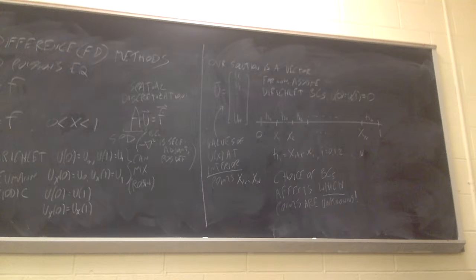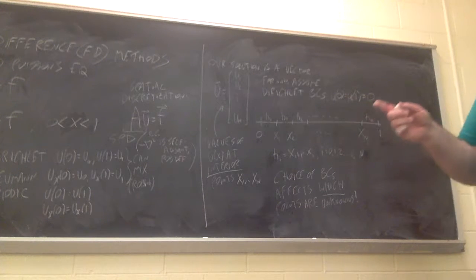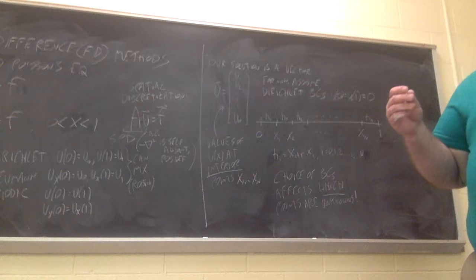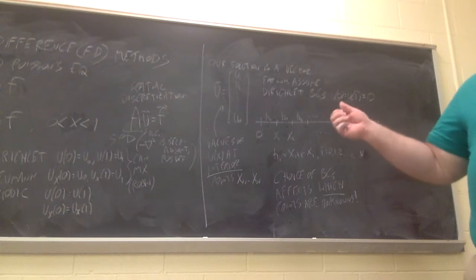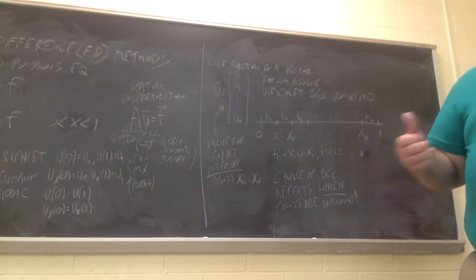Okay. What about the Robin? What would you do there? Is it just going to depend on the problem? Yeah, it depends. Basically, if there's any Neumann in there, you've got to include the endpoints. If it's pure Dirichlet, you don't.